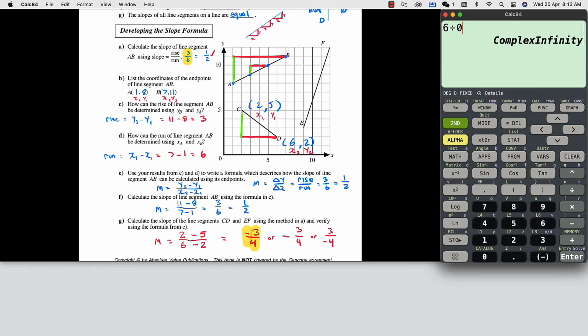Now if I was starting at point D, and I was using this one over here, which is 3 over negative 4, notice that it tells me to go positive 3, so that's up in the y direction, and then negative 4, which is left in the x direction. So that gets me back to point C.